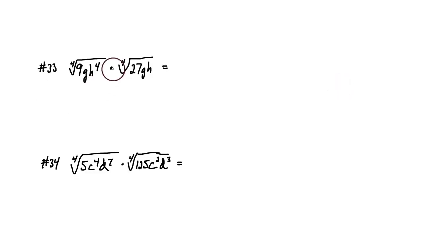Number 33, another timesing problem. So the things that are in the radical, we could actually times them. 9 times 27 makes 243. And g times g is g squared. And h to the 4th times h is h to the 5th.